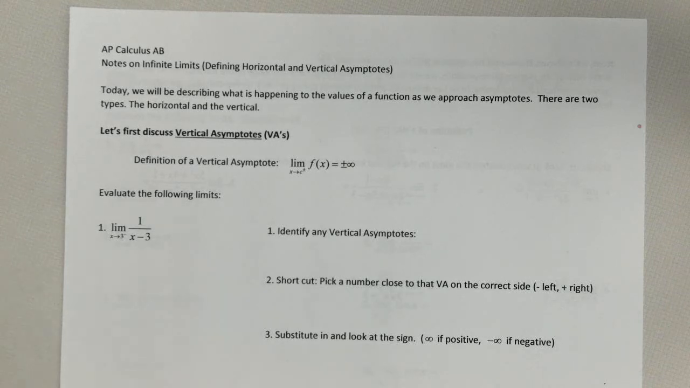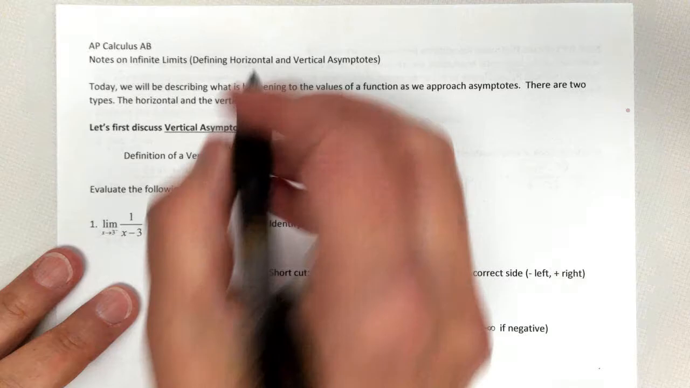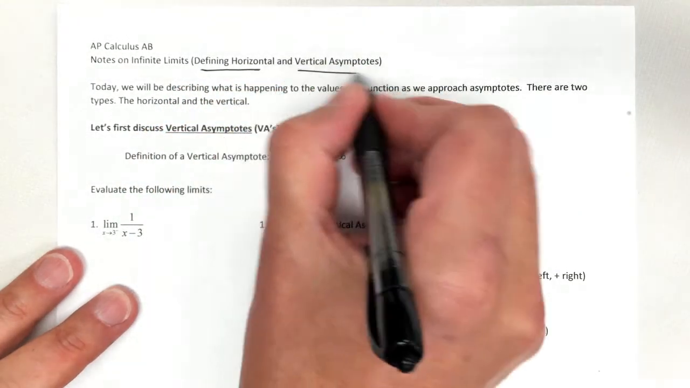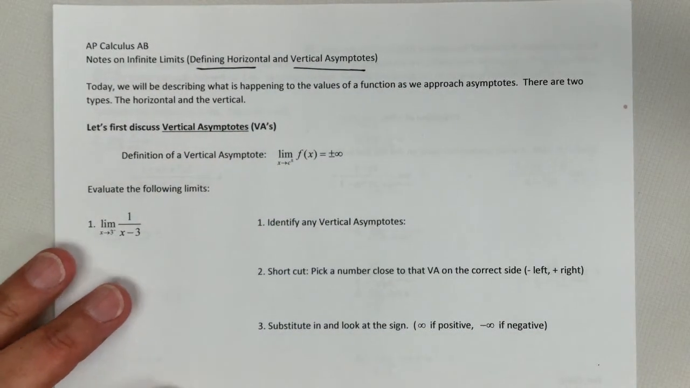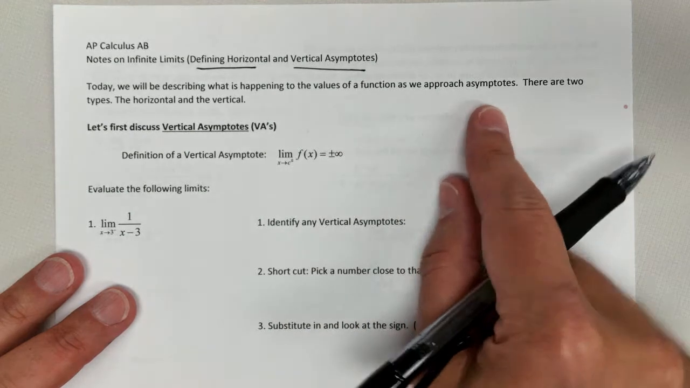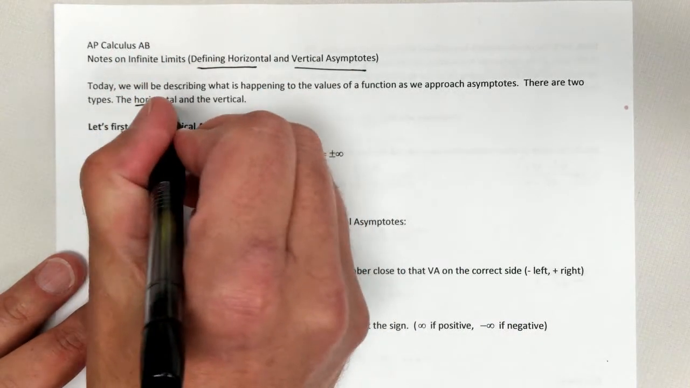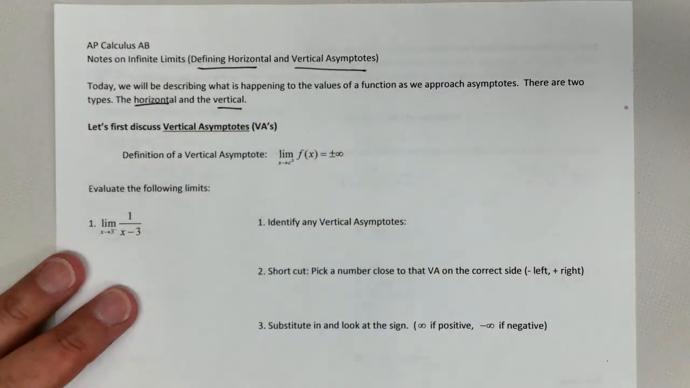Hi everybody, welcome back. We are going to discuss today limits at infinity, the definition of a horizontal and vertical asymptote. So we're going to be describing what happens to the values of a function as we approach asymptotes. And there are two types. We got the horizontal, like we just said, and the vertical asymptote.